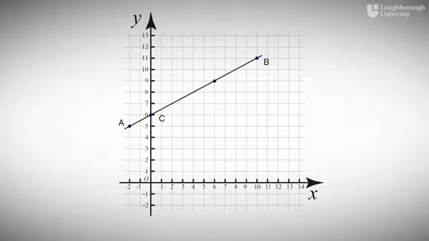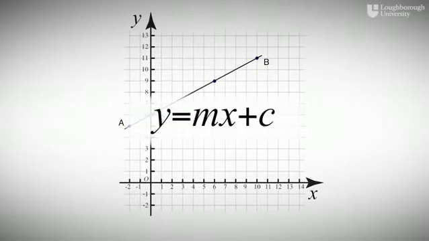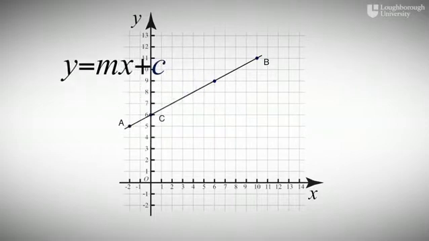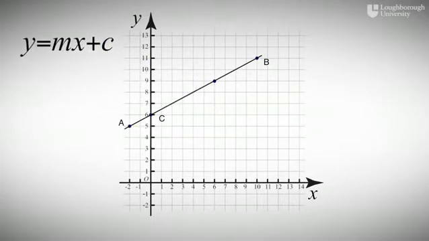Because the line is straight, then it must have an equation of the form y equals mx plus c. Recall that c is the value of the vertical intercept. We can read this directly from the graph. The graph cuts the vertical axis at the point marked C, where the y-coordinate is 6. We conclude that the vertical intercept, and hence the value of c, must be 6. Therefore we know the equation must take the form y equals mx plus 6.